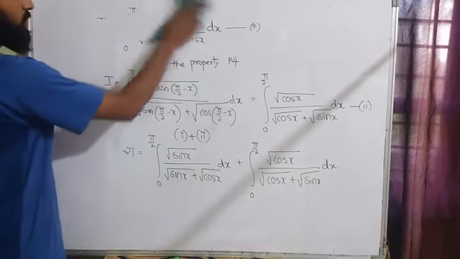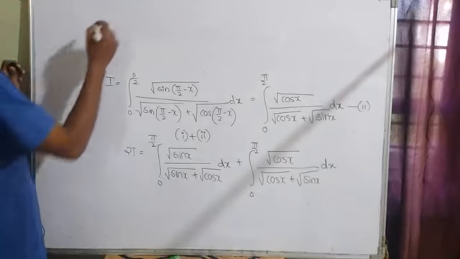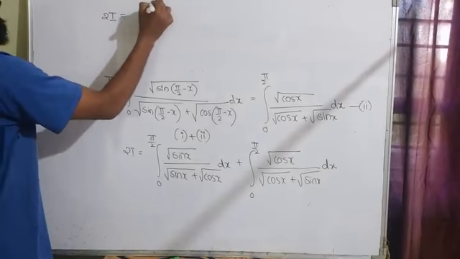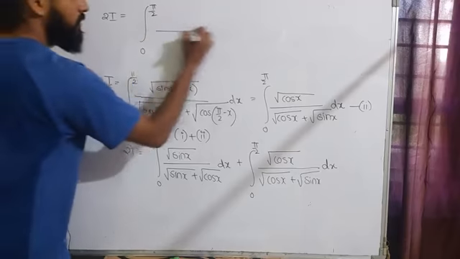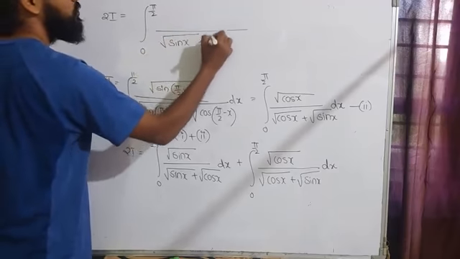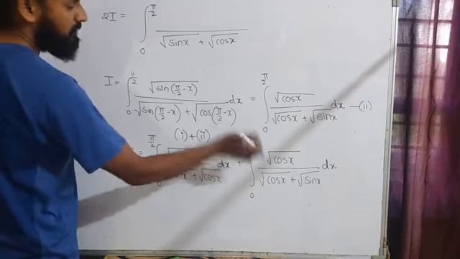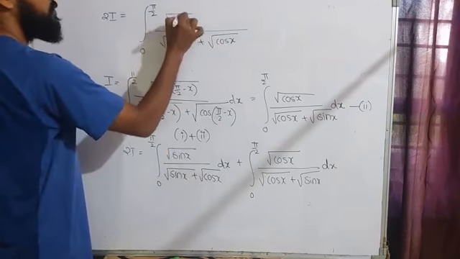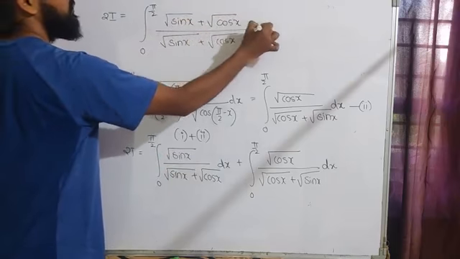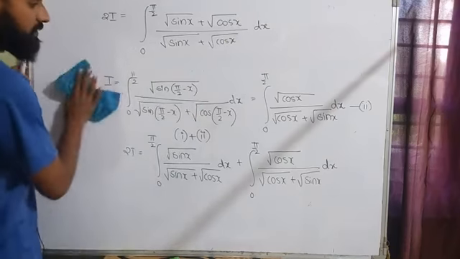Well, in the next step, what I'll do here is let me write only one integral. So that will be from 0 to pi by 2. The denominator will be the same for both the cases, root of sine x plus root of cos x, and let me add the numerator. Here we have root of sine x and here we have root of cos x. So root of sine x plus root of cos x into dx, my dear friends. Isn't it? So let me erase this step now.